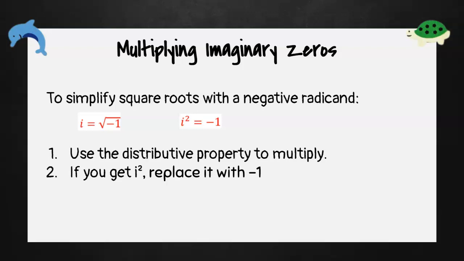So if we were going to take the same idea as what we've looked at in the past several examples, and let's say we wanted to multiply numbers that had i in them, we're again going to use the distributive property to multiply. But then if you happen to get an i squared, you're just going to replace it with -1.